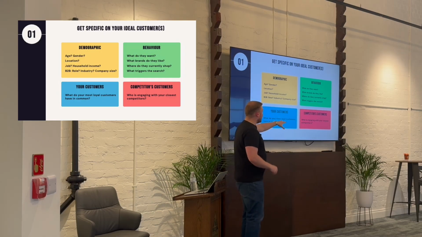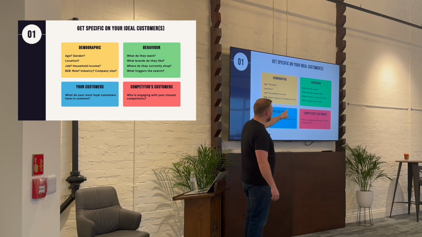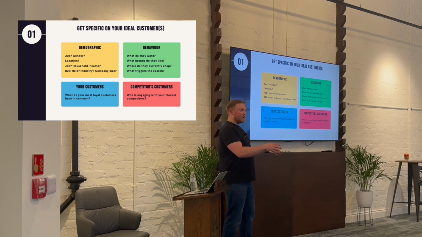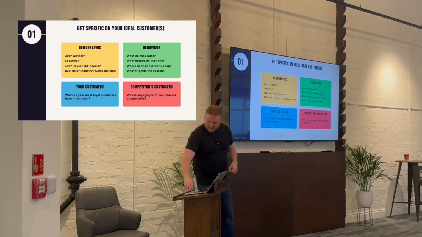And then another really great hack is your competitors' customers. So who's engaging with your closest competitors? Find other people in your industry, go to their Facebook, go to their Instagram, and go to their comment section, Google them, go to their reviews. Look at ways people are complaining or talking about their business. You might find some content ideas or ways to stand out in that.